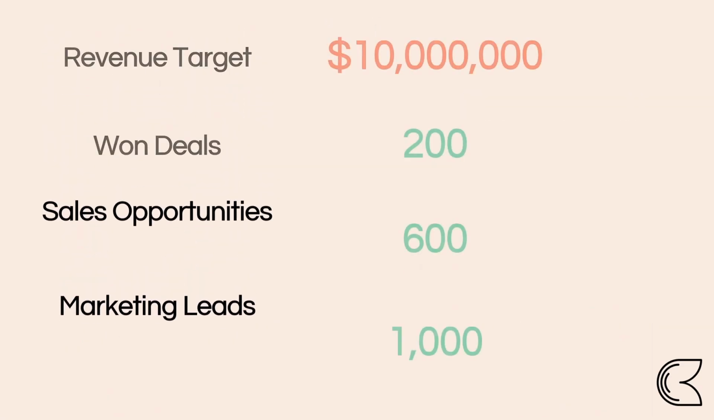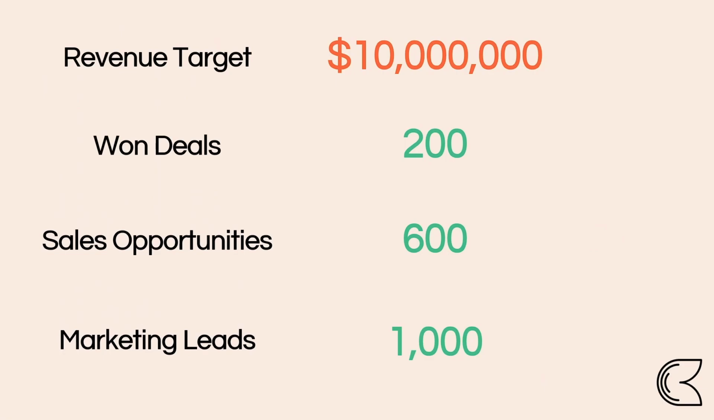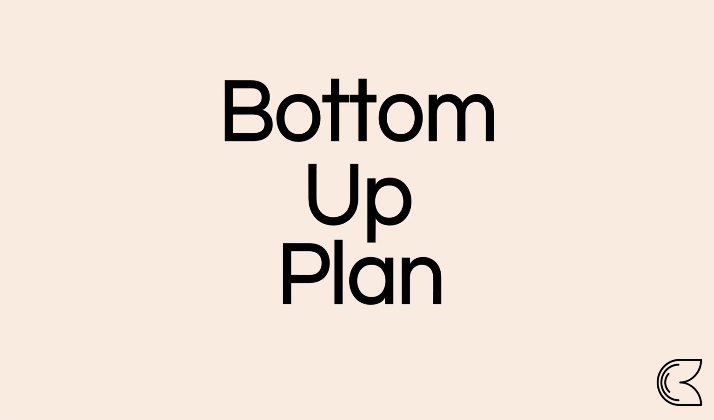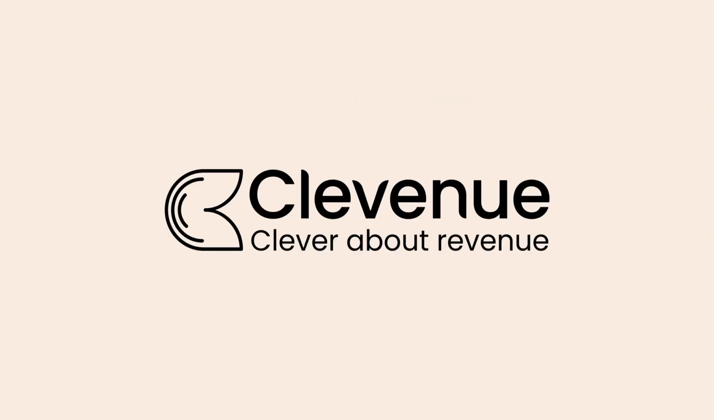So going back to our scenario, 10 million revenue target, 201 deals and 600 opportunities. And we've got a choice in this case between 1,000 marketing leads plus an extra 333, or 2 SDRs. That is how you bottom up plan. Simple, right?